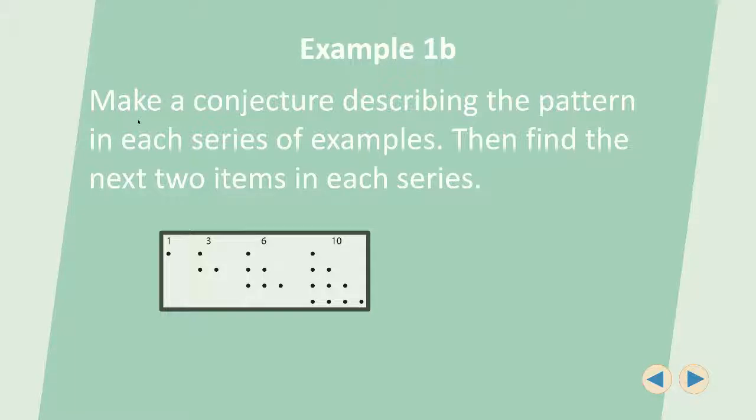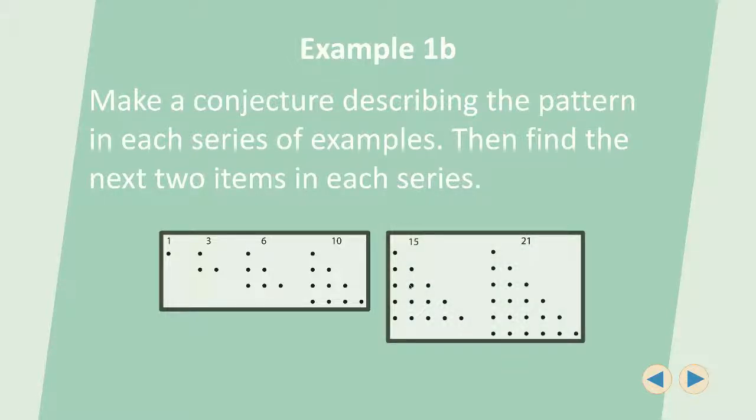Here's another one, same idea. We want to sketch the next two in the series. It looks like we just keep adding another row with one more than the last row. So this row has 1, then 2, then 3, then 4. Our next row would have 5 dots. So the 10 that are here plus 5 would be 15. And then you would add 6 in the next row, so you would have 21. So that's what those two would look like.